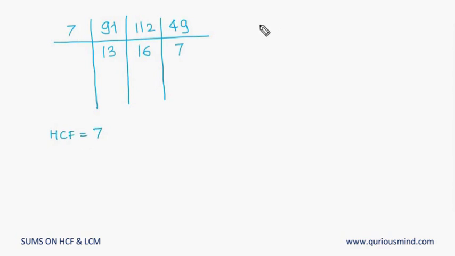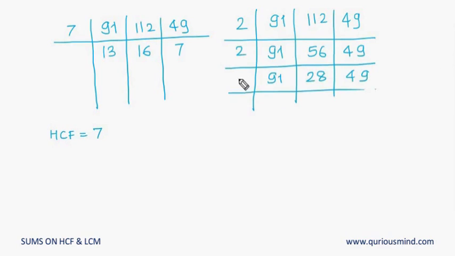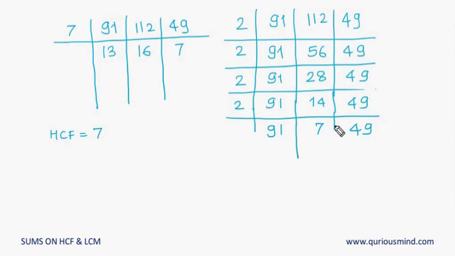Now to find LCM, we do the same thing. First, let's take 2 here because 2 is a factor of one of them. 91 comes down as it is because 2 is not a factor of 91. So here it is 56. Now again I see 2 is a factor. Now here I don't see 2 as a factor. Can I see 3? No. 4, 5, 6, 7. 7 is a factor.